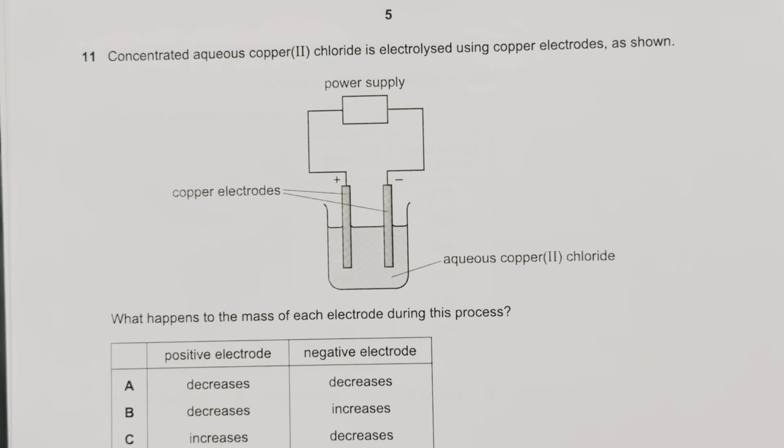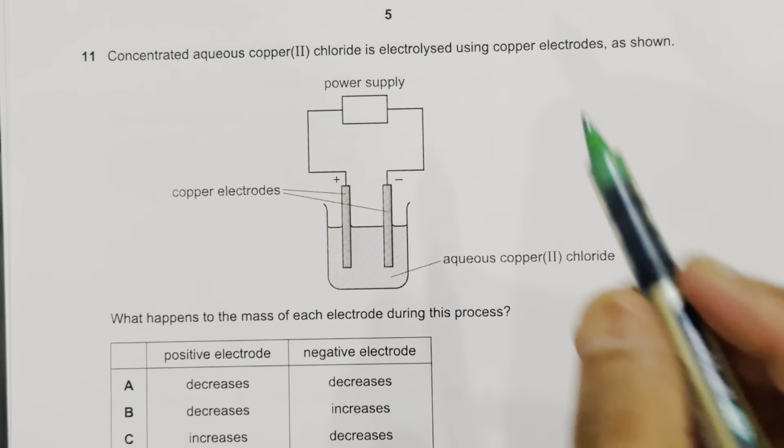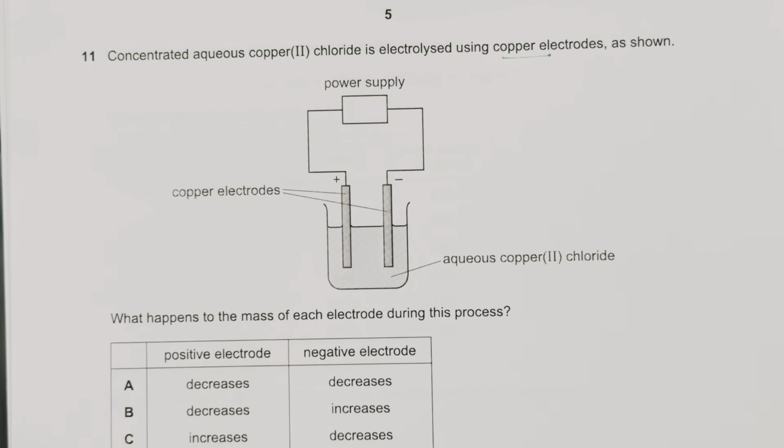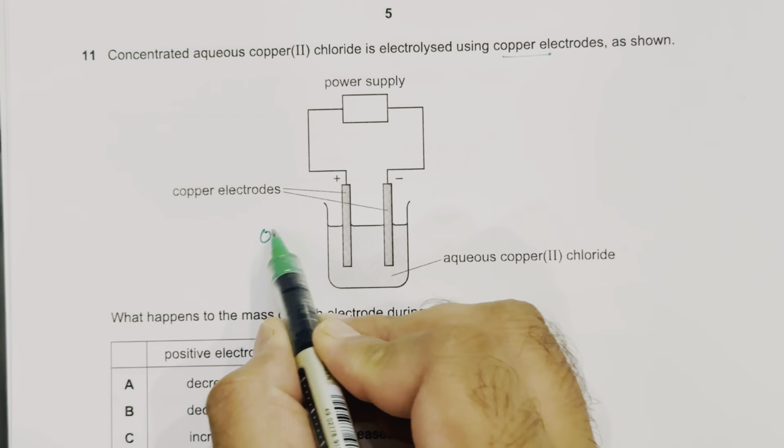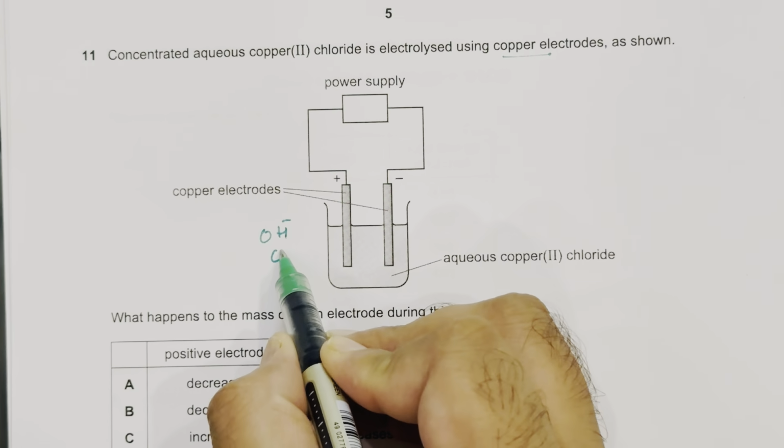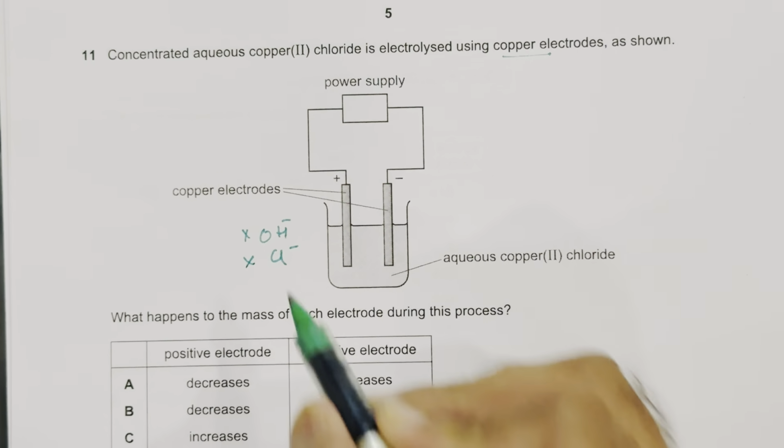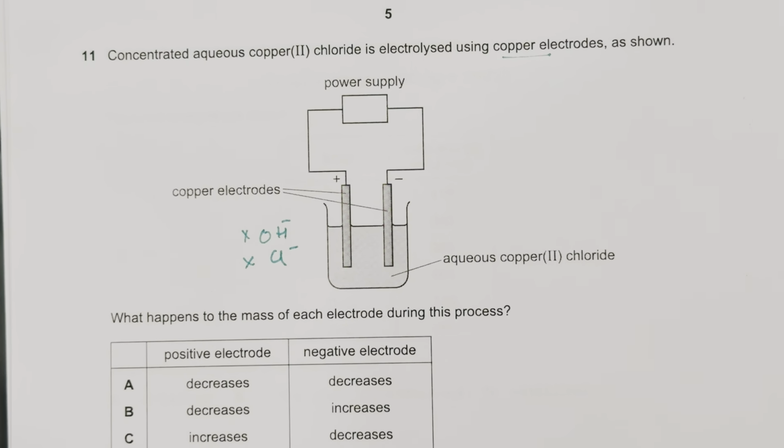Okay, we have been provided with the information. We know that at the anode the discharge should be between hydroxide ion and chloride ion, but there are copper electrodes, so their discharge would not be of hydroxide ion or chloride ion, so we would cancel their probability.